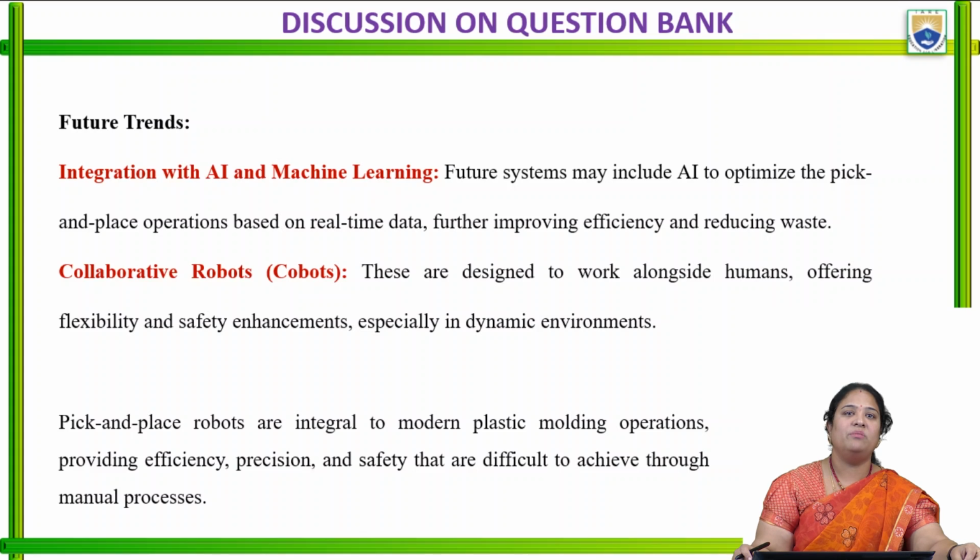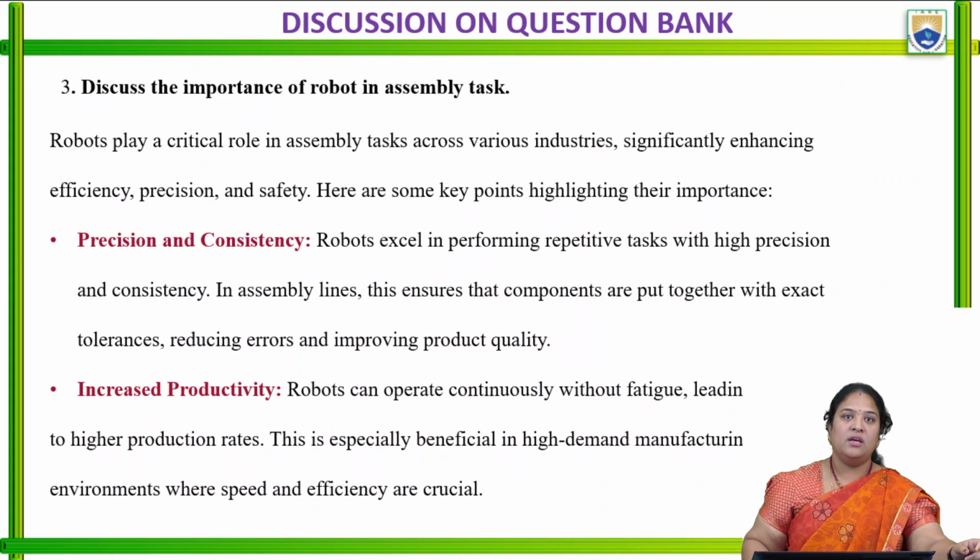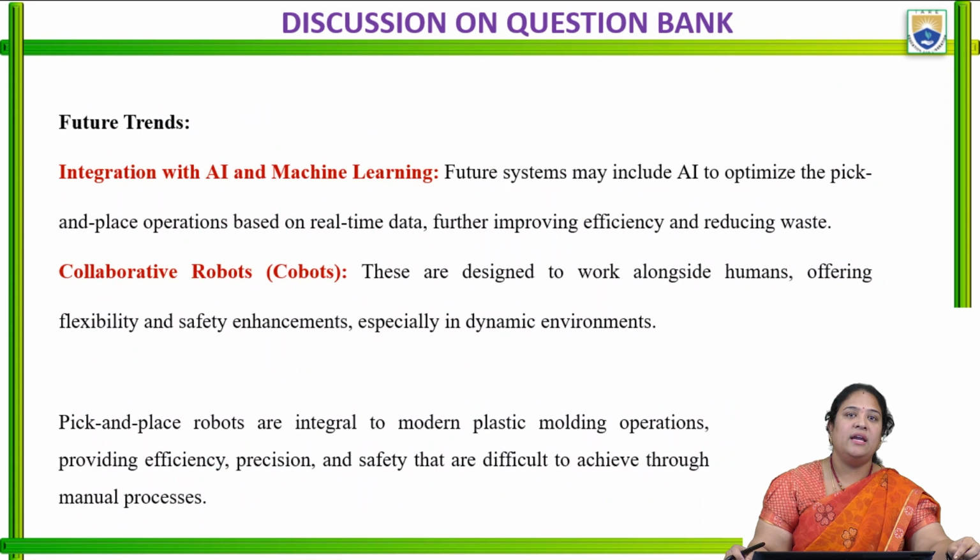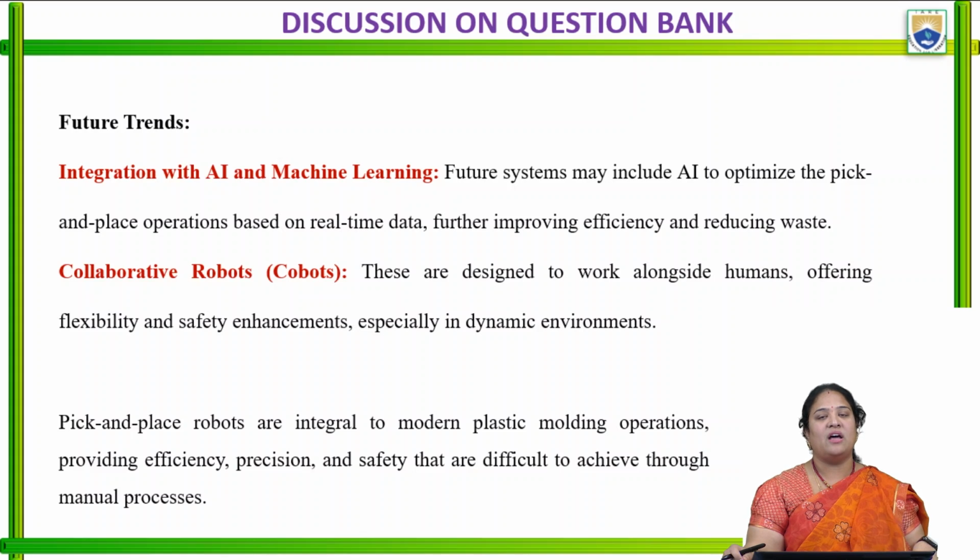Future trends. What do we mean by future trends? Where all can we use this particular type of robot? That is, integration with artificial intelligence and machine learning. When we integrate robots with artificial intelligence and machine learning, the pick and place robots operate based on real-time data, which further improves efficiency and reduces waste. In order to improve efficiency and reduce waste, artificial intelligence and machine learning, when inserted in robotics, play a very important role. That is one of the future trends.